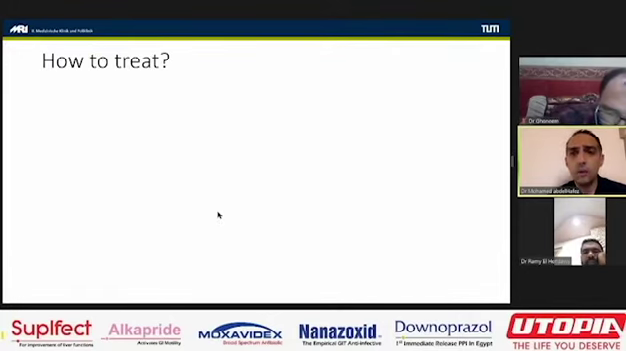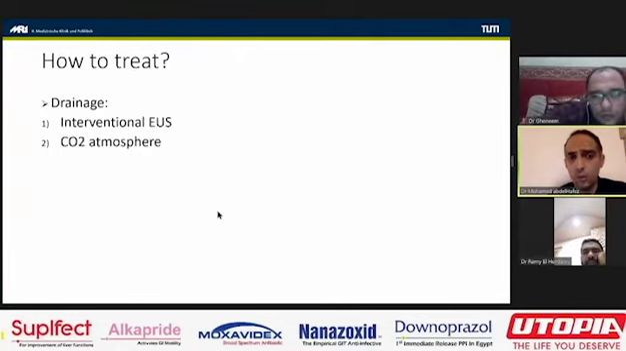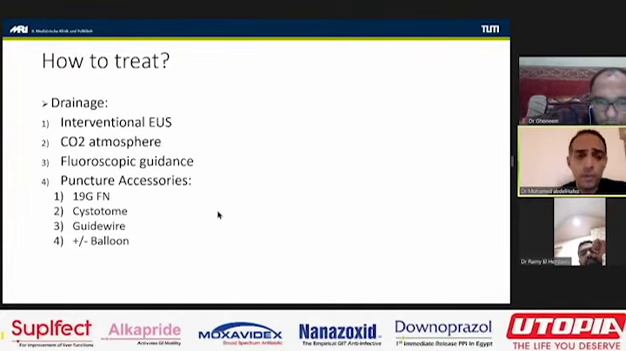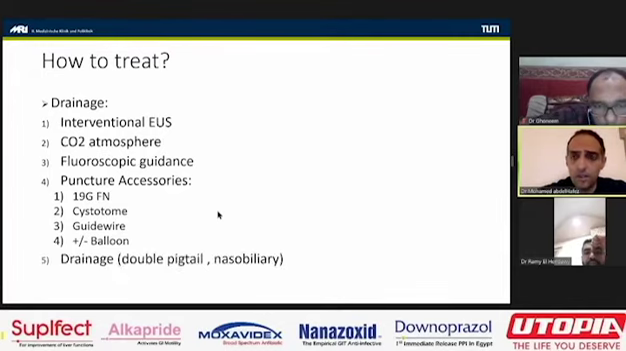Okay, we decided we will do endoscopic drainage or intervention. How to do it? With drainage, we will do interventional endosonography. We need CO2. Never do it with air because there are many case reports of air embolism. Under fluoroscopic guidance, we prepare our puncture accessories: a 19G needle, cystotome, guide wire, plus or minus a balloon. It depends if you have a cystotome with 10 French diameter or not. I will tell you soon why.